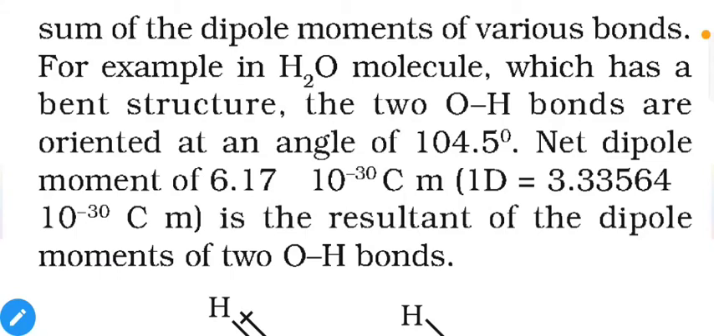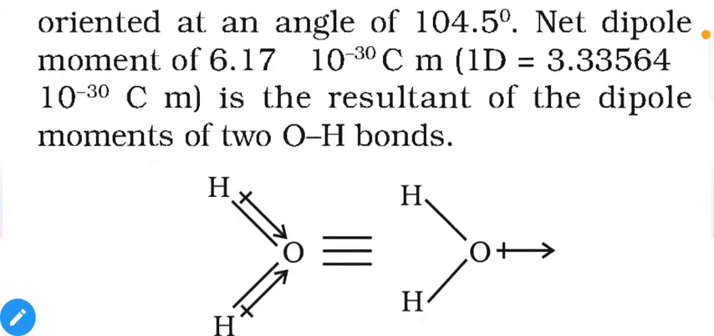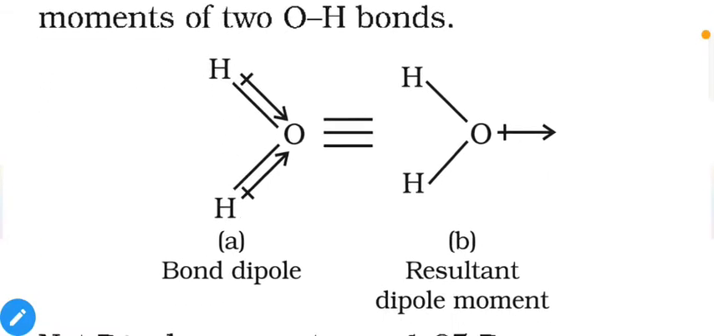For example, in H2O molecule, which has a bent structure, the two OH bonds are oriented at an angle of 104.5 degrees. The net dipole moment of 6.17 into 10 raised to minus 30 coulomb meter is equal to the resultant of the dipole moments of two OH bonds. So as we can see here, we have two different hydrogens attached to the oxygen and we have a bent structure. So the resulting dipole moment will be as discussed here.